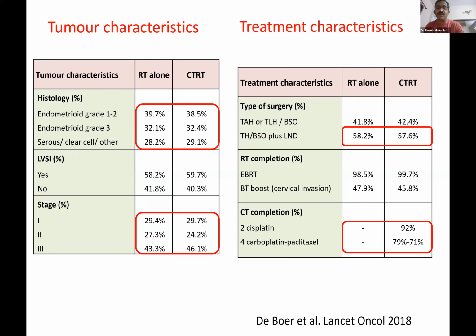And at the last corner is the compliance to CT. 2 cycles of concomitant CT was feasible in 92% of the patients, which is quite good. However, the adjuvant 4 cycles of carboplatin and paclitaxel, the compliance rates were lower. It was 79% for carboplatin and 71% for paclitaxel. So roughly around 25% non-compliance to completion of 4 cycles of adjuvant chemo in the form of pacli-carbo.